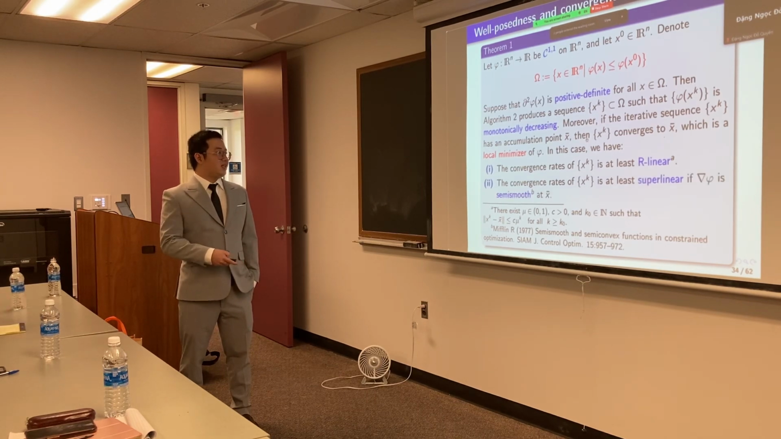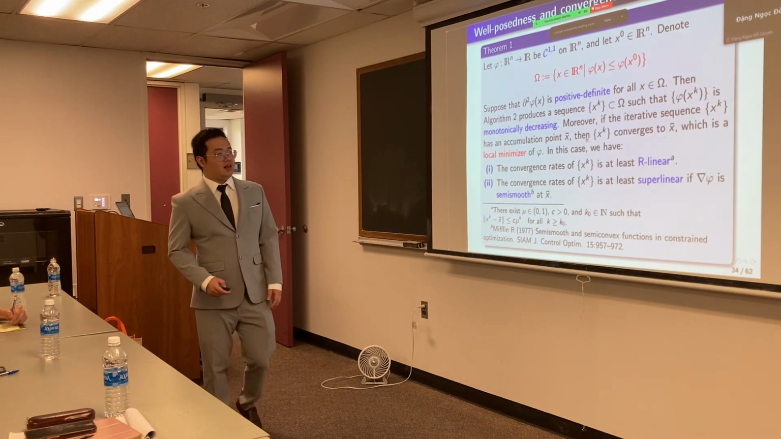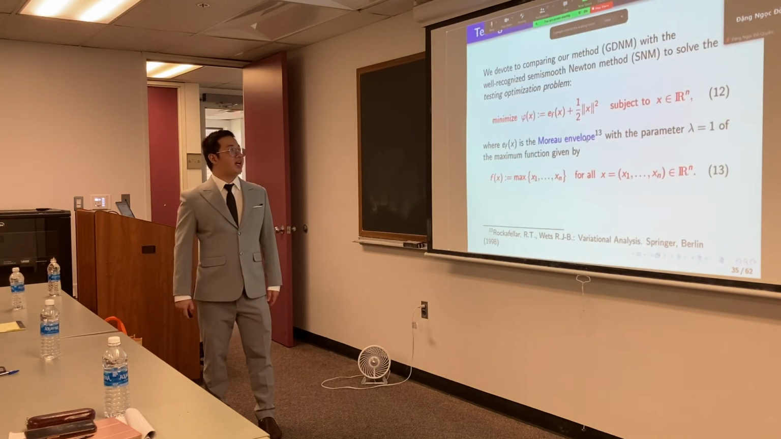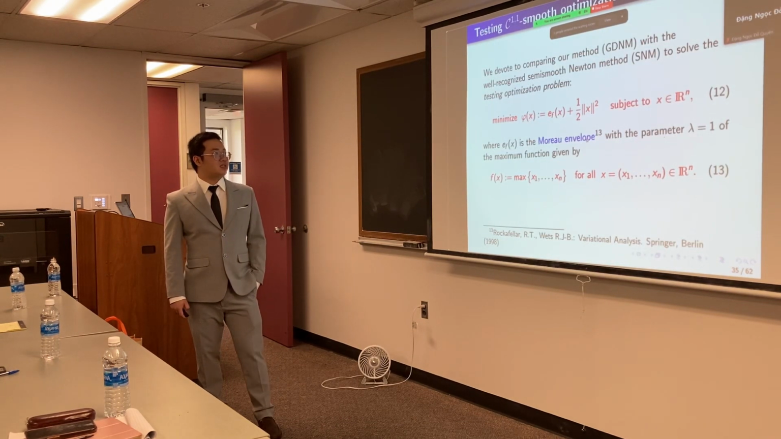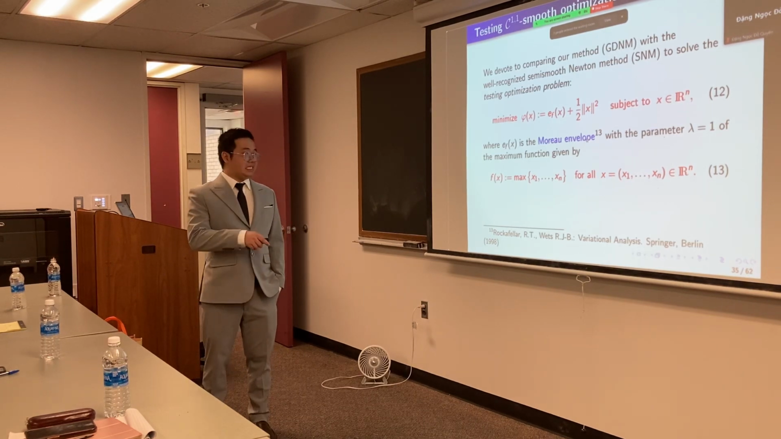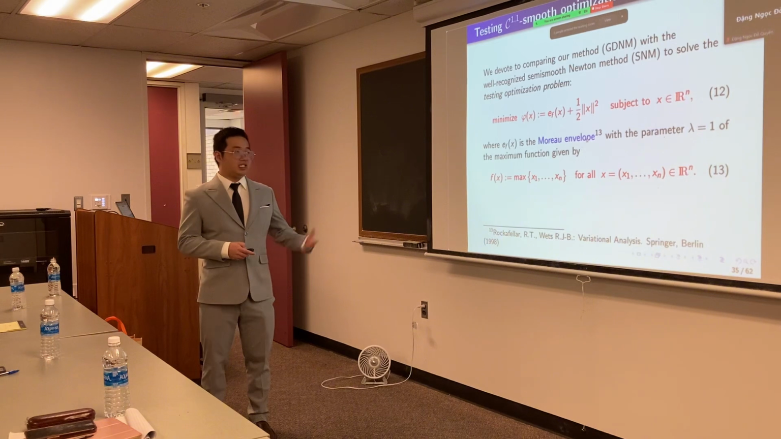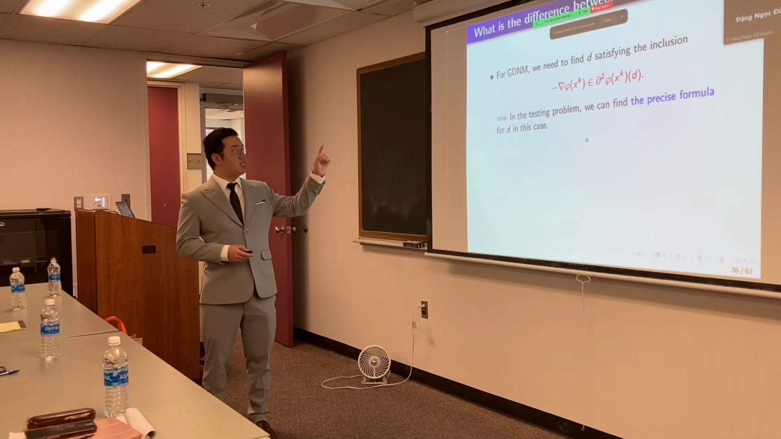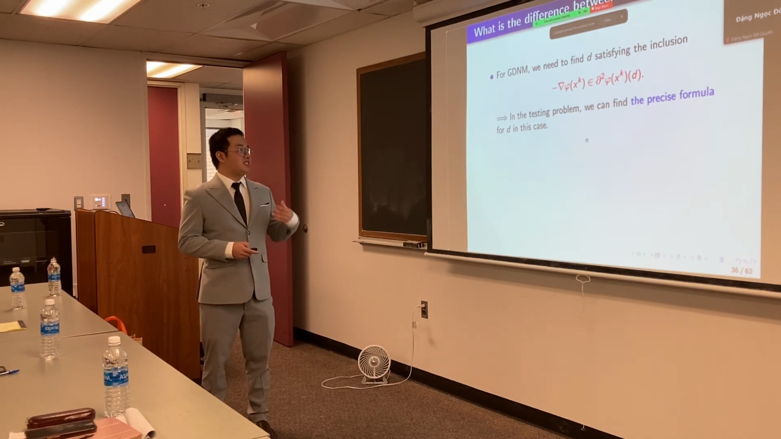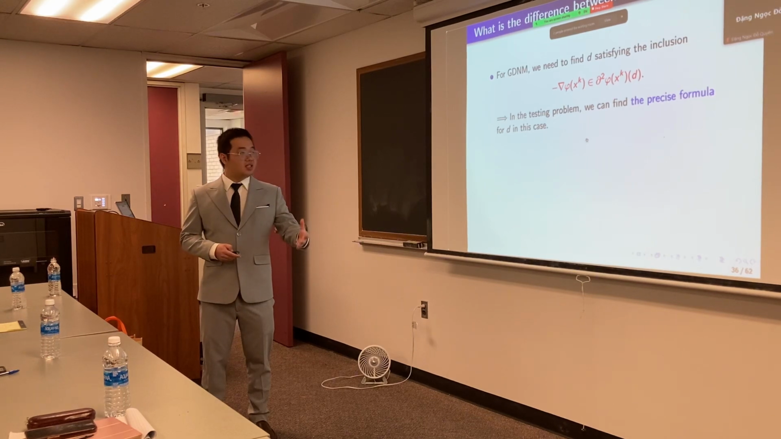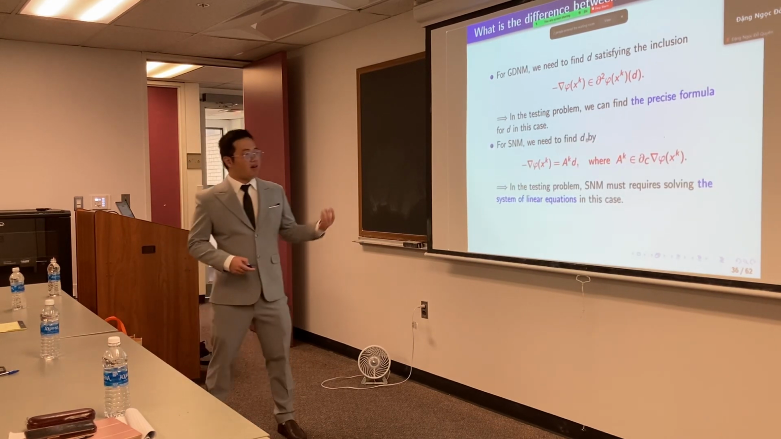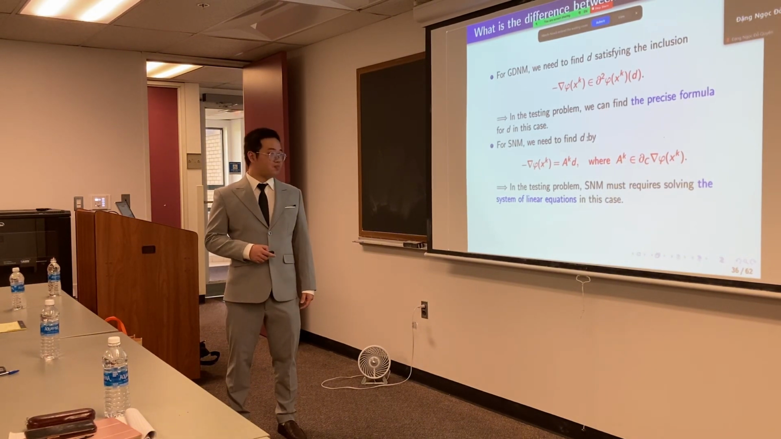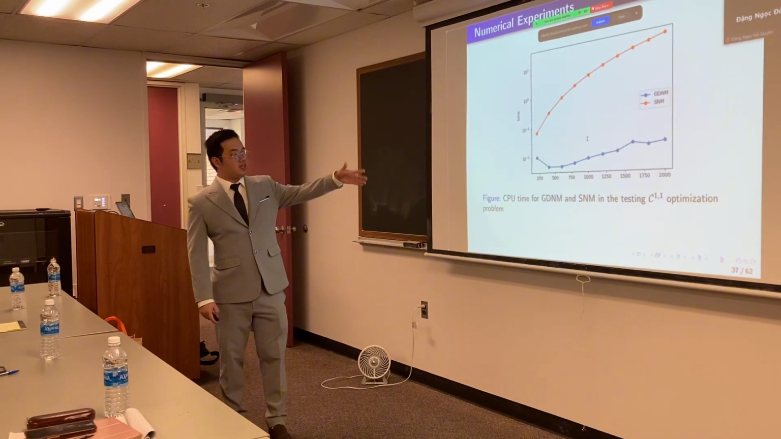Linear is defined here, and we can guarantee the superlinear rate if we have the condition that the gradient is semi-smooth at x bar. And we will compare our method with the semi-smooth Newton method to solve the testing problem. That is the C11 problem. That's not C2, right? For our method, the generalized Newton method, we say the GDNM, we can find the closed-form formula for the Newton direction. But for the semi-smooth Newton method, we can only find the Newton direction if we can solve the linear system of equations, right? And in this case, we have the comparison between the two methods.